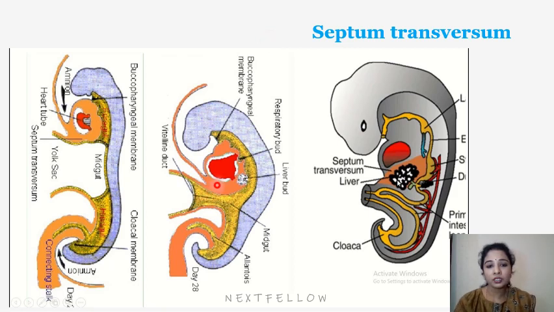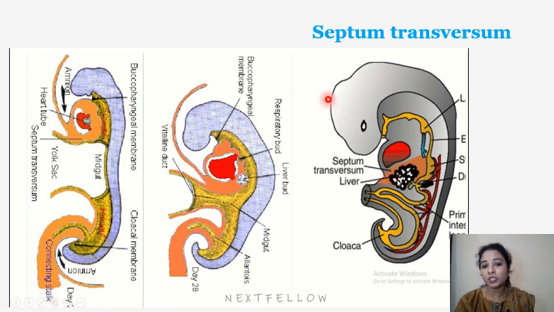You can see here this is the septum transversum, this is the connecting stalk, and here is the developing heart, and also the respiratory lung buds are seen here. The liver develops within the septum transversum. It forms a part of the diaphragm, it forms the connective tissue of the liver, and it forms the fibrous pericardium of the heart. So, these are the derivatives of the septum transversum.